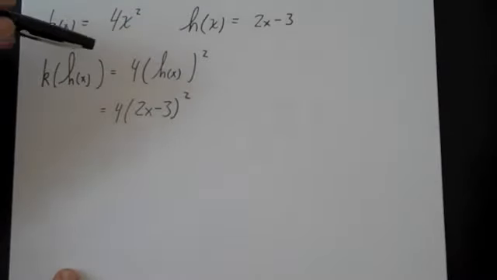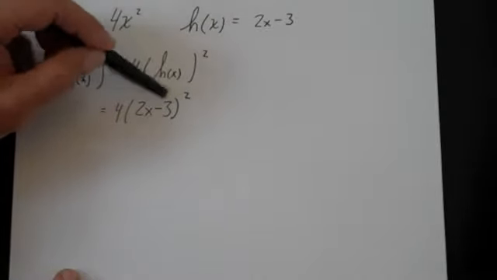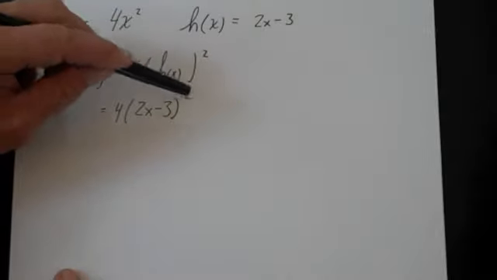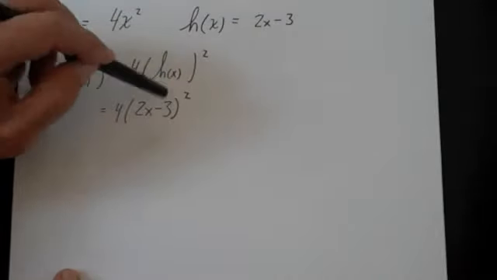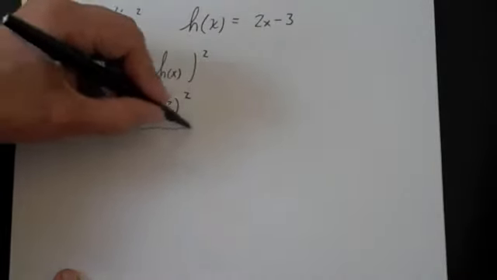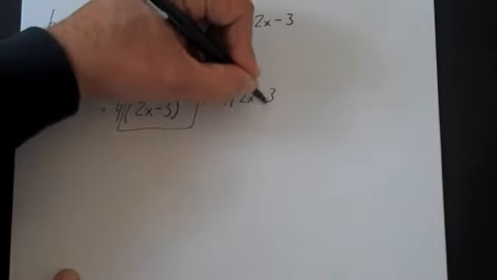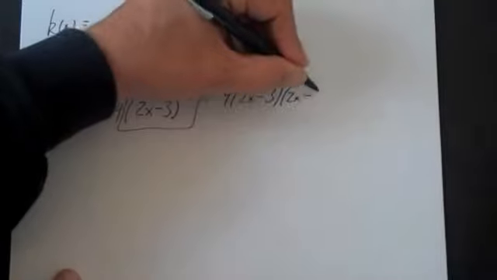Now, you want to be careful about where people make common mistakes. You can't distribute the 4 here because you have to do the exponent first. Remember, with order of operations, you always do exponent before you multiply. So now what you have to do is FOIL this out. That's 4 times 2x minus 3 times 2x minus 3.